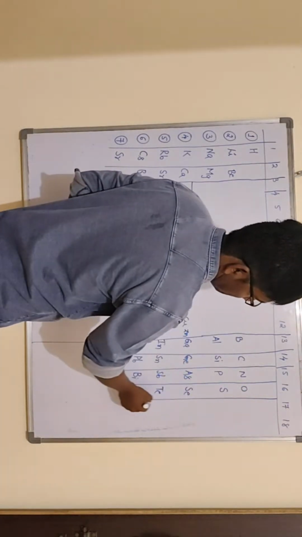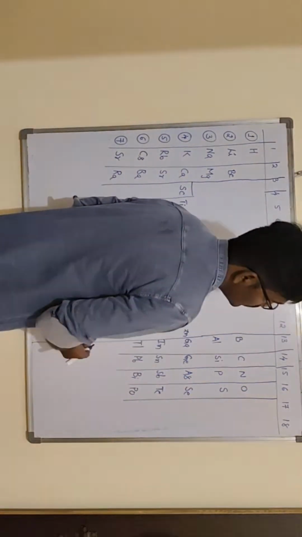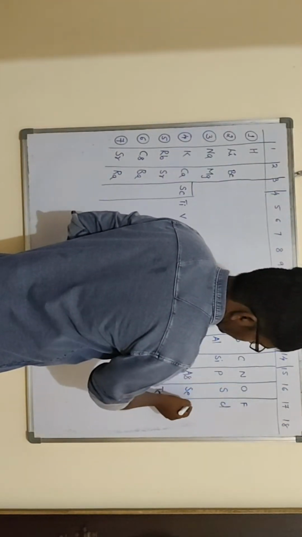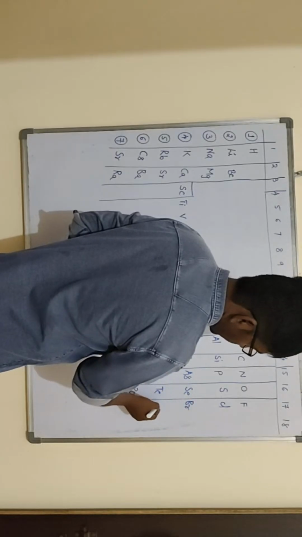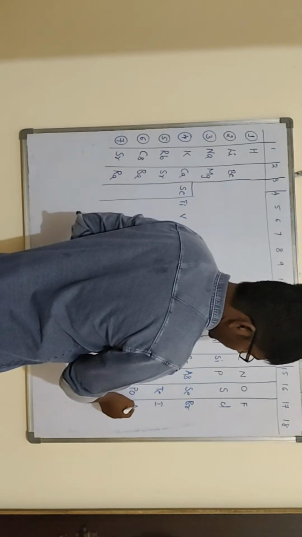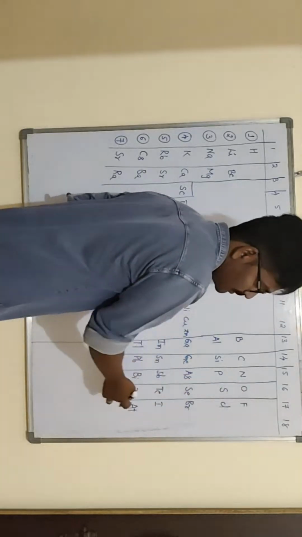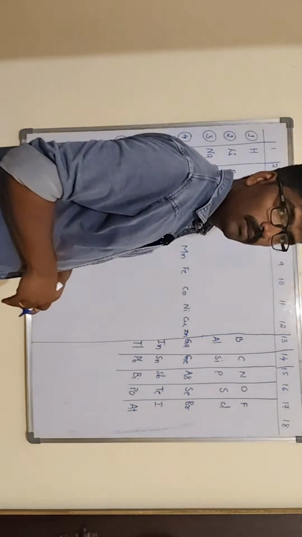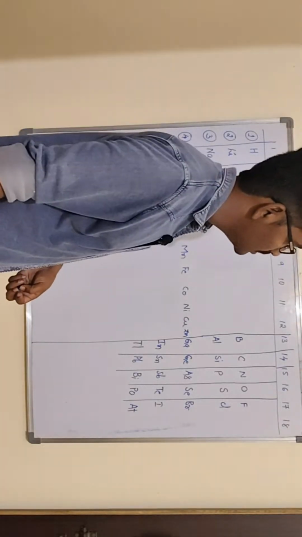Then the 17th group, that is fluorine, chlorine, bromine, then iodine, then astatine, At. So all these are 17th group elements. We call them the halogens. Halo is nothing but sea, samudram.